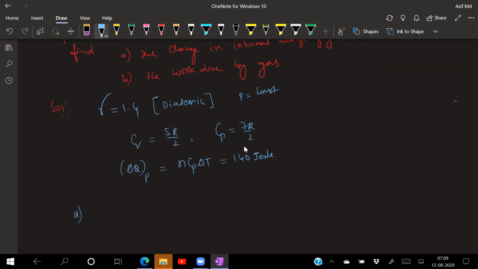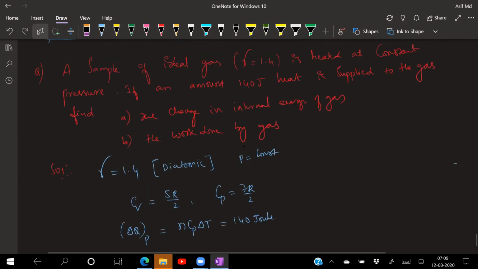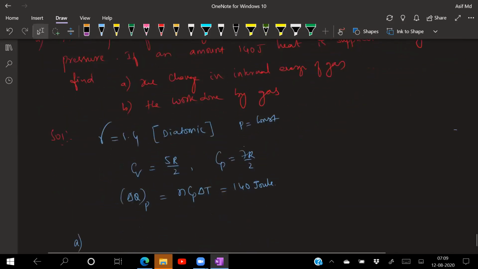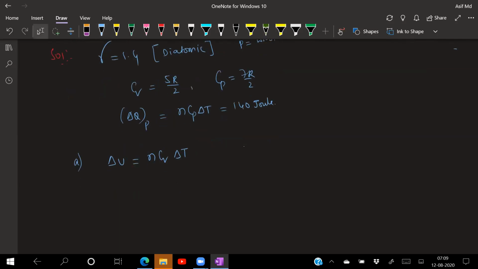Now, what is the first question asking? The change in internal energy of the gas, delta U. Delta U is equal to n CV delta T. Nothing else is given right now, so I know only the value of delta Q. If I divide delta U by delta Q, that becomes n CV delta T divided by n CP delta T. This gets cancelled, so this will become 1 by gamma.